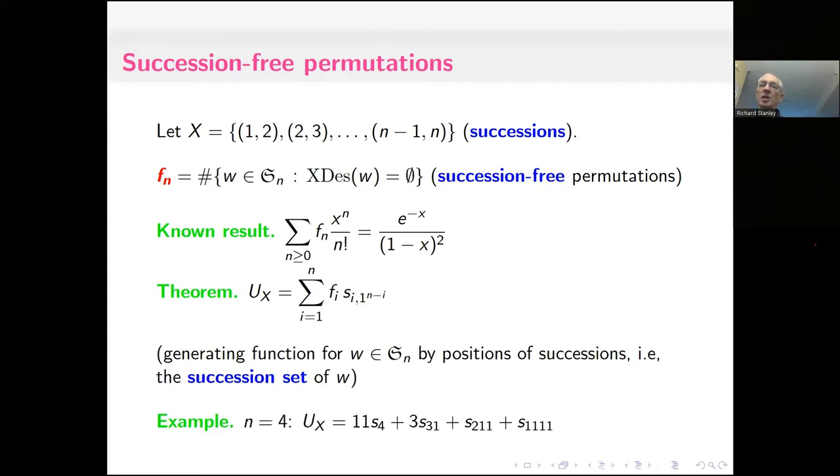Here's what it looks like, for example, for N equals four. There are four hook shapes, with at most one part not equal to one. F3 is 11, F2 is 3, F1 is 1, and F0 is 1, the empty partition, succession free.